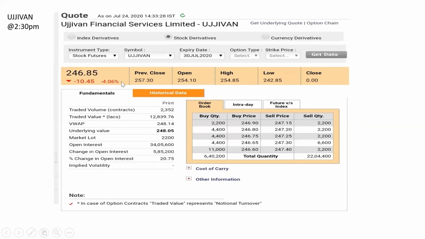Ujjivan went to negative 4%. When we had to choose, it was only 1.5%. So if anybody would have stayed till market end, they would have gained more than 2%. Previous close was this, it opened here. If you see, open and high were the same, that means it didn't make any attempt to go up, and it went down to 240 levels. If you remember, our support was around the 240 zone for Ujjivan. That means we very well touched our support zone as well. So it was a very perfect bearish pick for us.